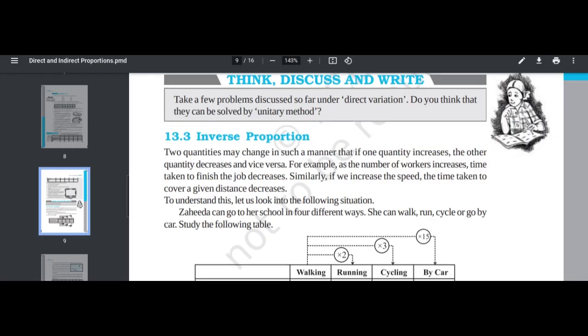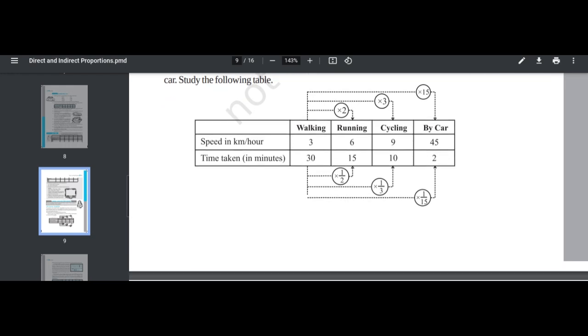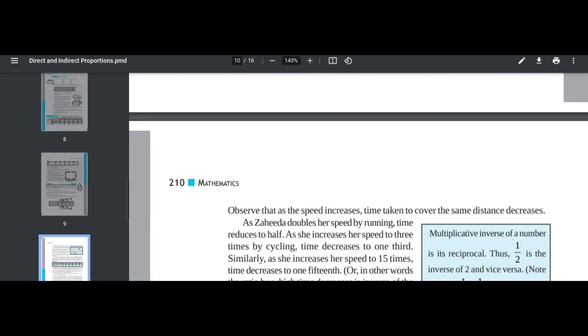Now this is a table in which they are talking about Zahida. If she increases the speed of reaching the school, the time will decrease. If she goes to school by walking, it takes 30 minutes. If she runs, she will reach school in 15 minutes. By cycling, 10 minutes, and by car, 2 minutes. Okay, so these are a few examples.